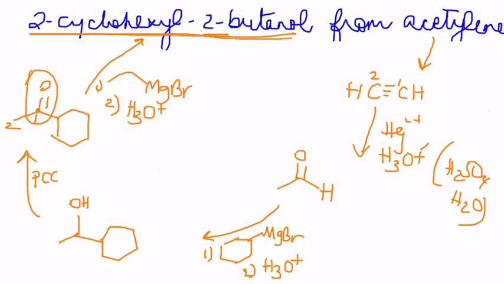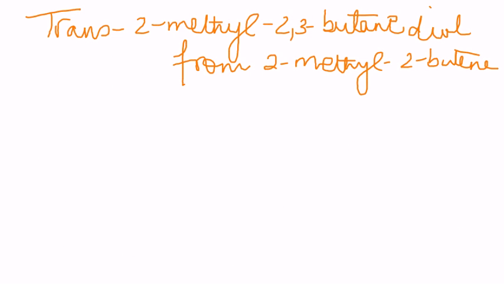All right, let's go forward. Let's think about more prepared problems. Okay, we have to generate trans-2-methyl-2,3-butanediol from 2-methyl-2-butene. So again, 2-methyl-2-butene would mean this molecule, and trans-2-methyl-2,3-butanediol means I have one pointing up, the other down. So the relative stereochemistry is trans. And so how do we go about that?